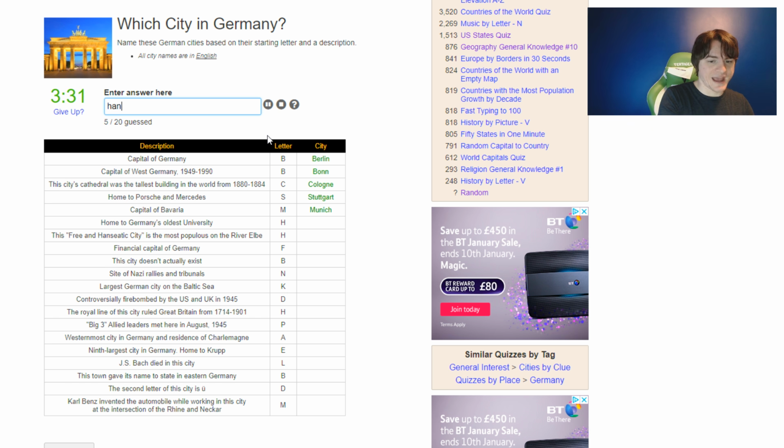Oldest university has to be Hanover, right? Oh. Oh, well, okay, we got another question. So, oldest university. I don't know this one. If it's not Hanover, I don't know an H city. Okay, so Germany's oldest university. There's got to be a university people go to. Heidelberg. Hey! So, financial capital of Germany is Frankfurt.